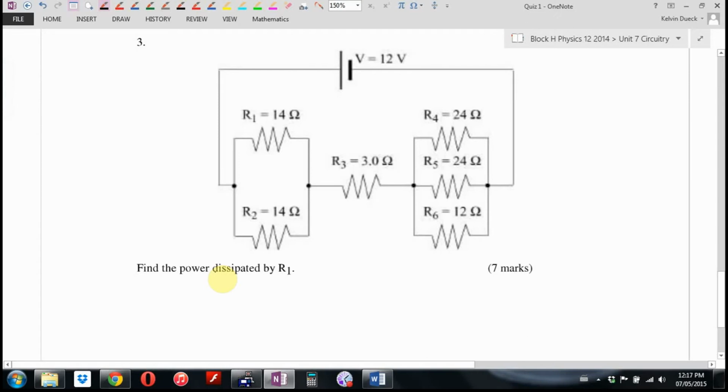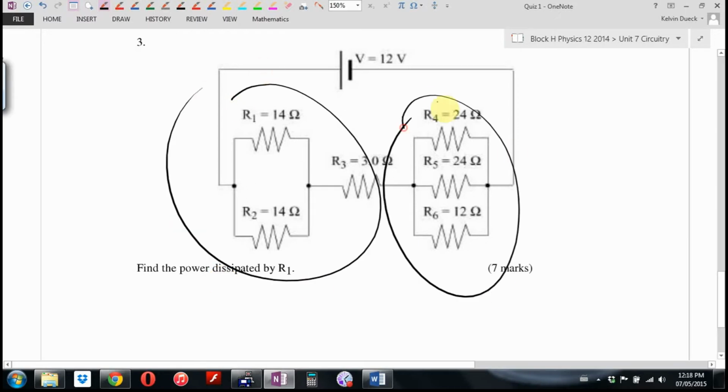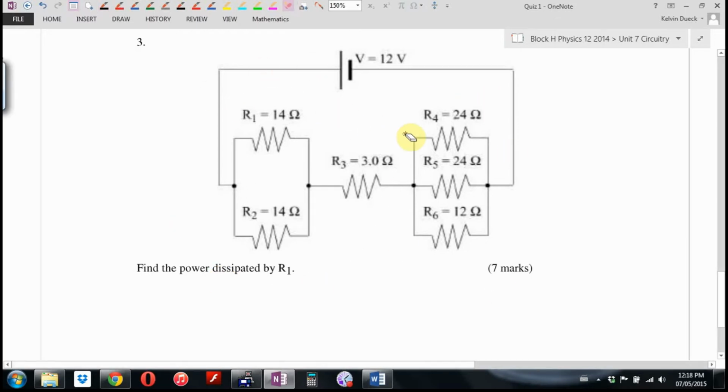Number 3, find the power dissipated by R1. They didn't give me current anywhere. They didn't give me any starting point. I'm going to have to rewrite this. Now, this circuit is going to have 2 parallel resistor components. That one and that one. So, 1 over R parallel is going to be 1 over 14 plus 1 over 14. I think 1 over 14 plus 1 over 14 is 2 over 14. Flip it, 14 over 2. I think this is the same as a 7 ohm resistor.